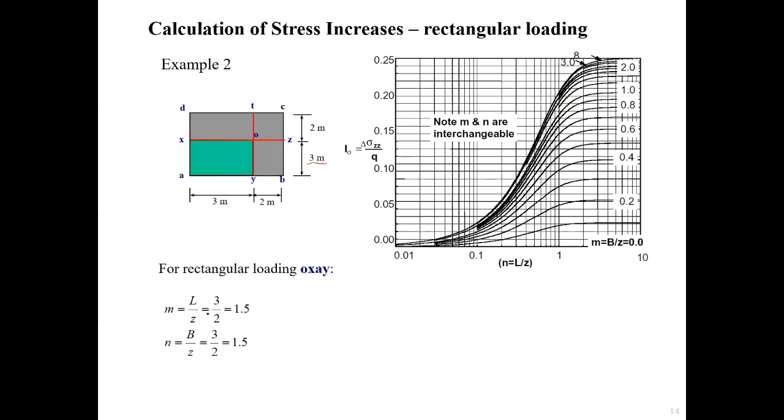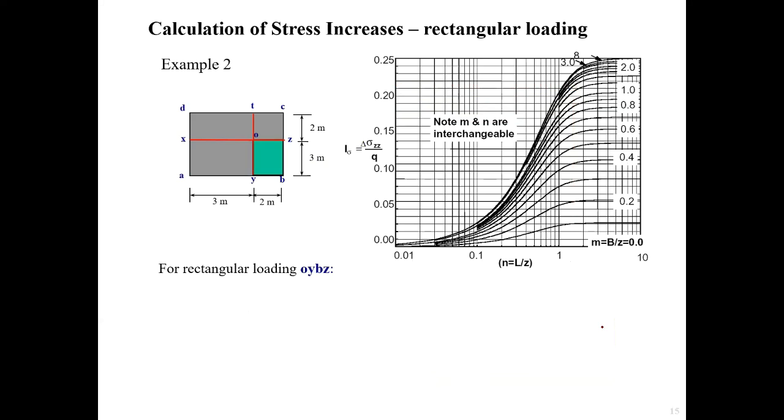So M is the ratio of L over Z. So that's 1.5. So that's here, that's 3 meter. Here, that's 3 meter. So actually that's a square. So M equals 1.5, N equals 1.5. And so 1.5 is here and 1.5. So we are able to pick up the I sigma from the Fadum design chart. And here, that's our final value for the stress increase for OSAY.